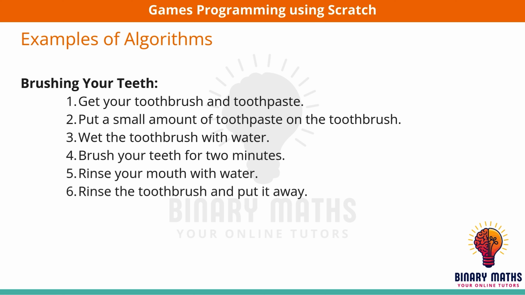To understand algorithms better, let's look at an example, such as brushing your teeth. Here are some familiar steps. Step 1, get your toothbrush and toothpaste. Put a small amount of toothpaste on the toothbrush. Wet the toothbrush with water. Brush your teeth for 2 minutes. Rinse your mouth with water. Rinse the toothbrush and put it away.